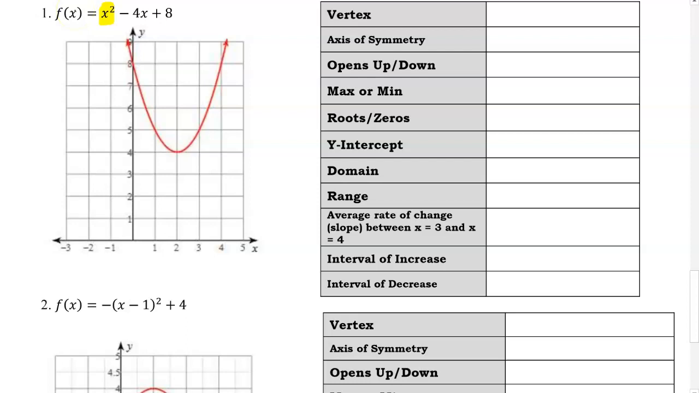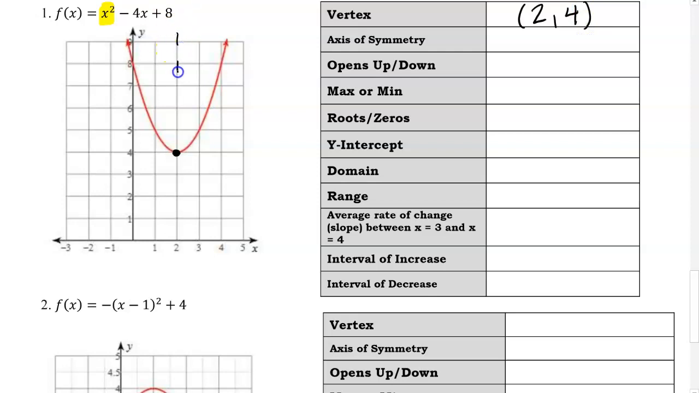Okay, so the vertex. Looking at this graph, we can see the vertex, a lot of these will be similar to what we saw with absolute value functions. The vertex is either the highest or the lowest point on the parabola. It's where the parabola also changes from decreasing to increasing or increasing to decreasing. So this vertex is at the ordered pair 2, 4.